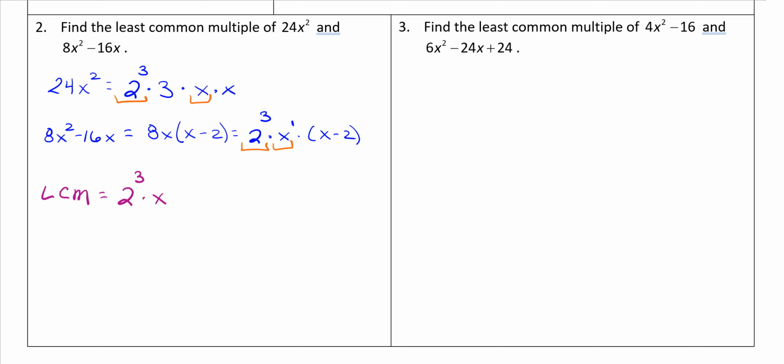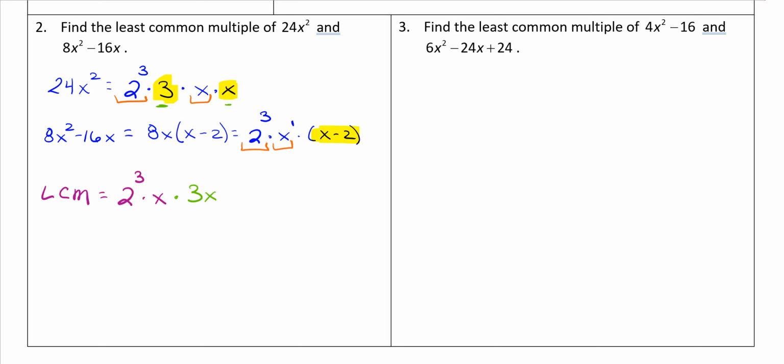Okay, now that we have the common stuff down, we're going to kind of ignore it, and we're just going to look at the stuff that they don't have in common. So this first factor has a 3x, so we have to multiply by 3x. We're going to add in that piece that we didn't have in the first part. So we already had 2 cubed and x, now we need 3x. Over here on this second polynomial, we need x minus 2. Okay, that's the only one that's not in common.